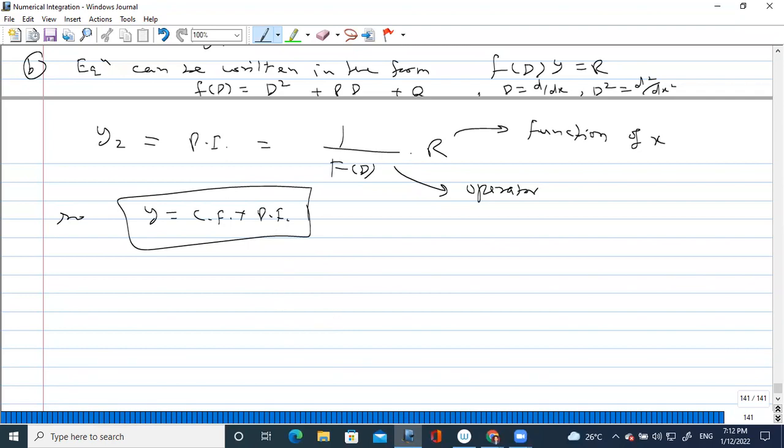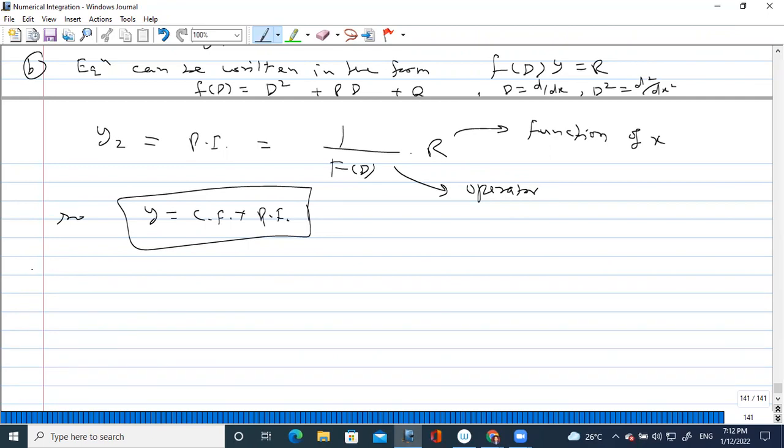Okay, but here again it depends on what the function is. It depends upon the function of x. It may be in terms of x square, x cube, like this, or it is an exponential term, or it is sine, cos, like this. If it is like this, then the solution will be different. So that also we have to learn.